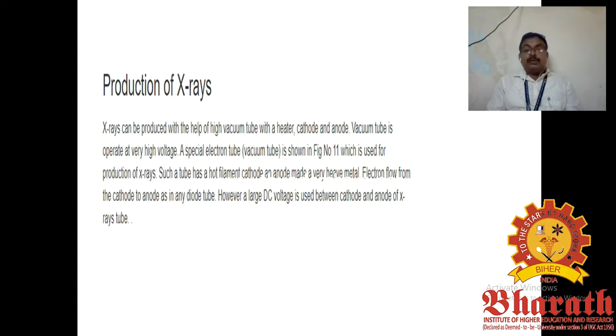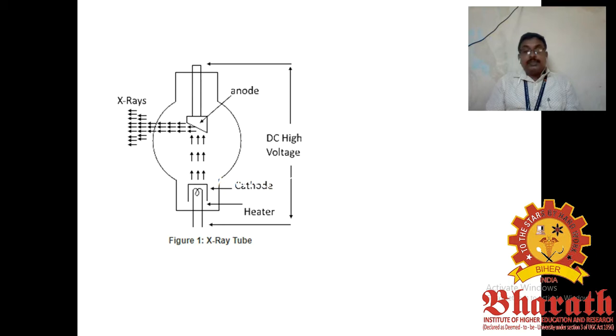A special electron tube, that is known as the vacuum tube, which will be shown in the next image, is used for production of X-rays. Such a tube has a hot filament cathode and anode, which are very heavy material, right. The electrons flow from the cathode to anode in any diode tube, right. So, this makes the basic system, right. However, a large DC voltage is used between cathode and anode for X-rays, right. Now, you can see the diagram, right.